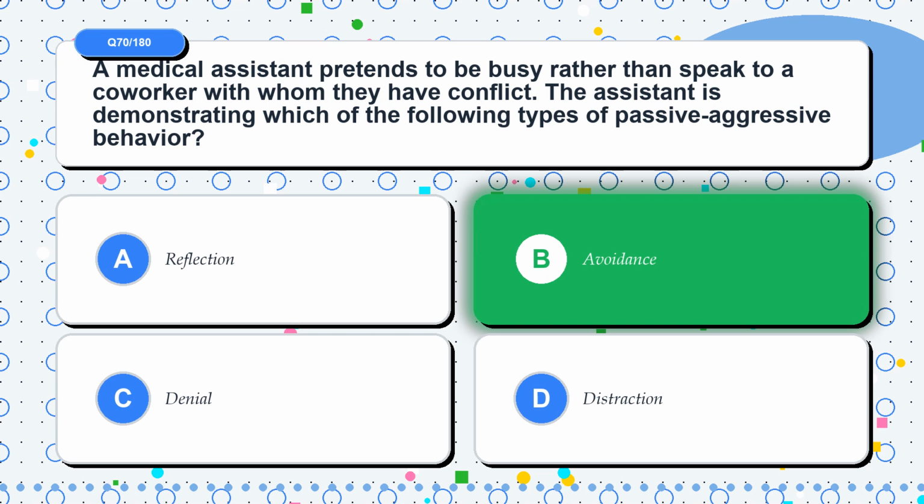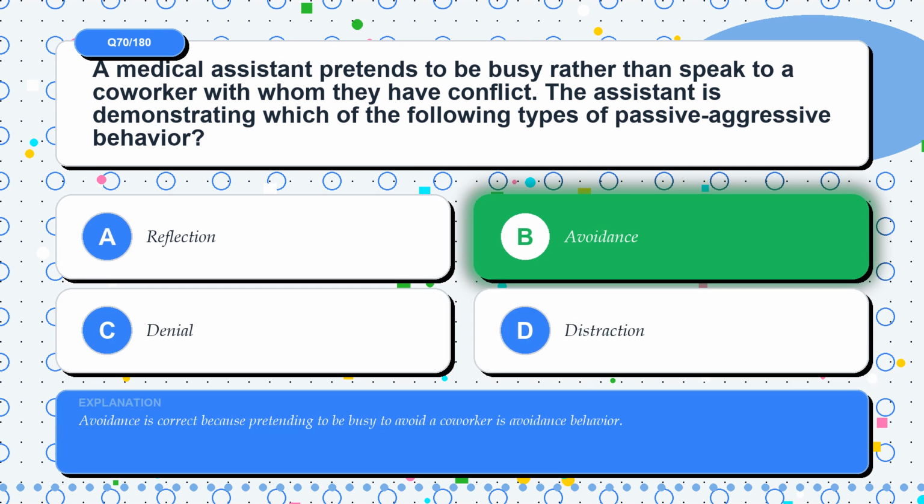The correct answer is option B. Avoidance. Avoidance is correct because pretending to be busy to avoid a coworker is avoidance behavior.